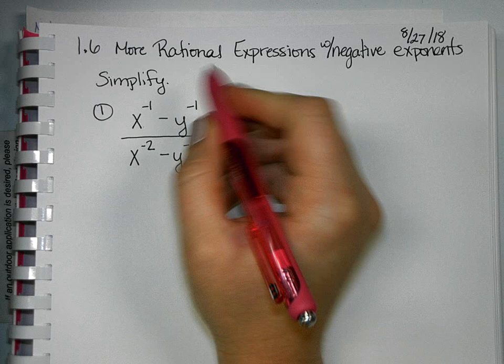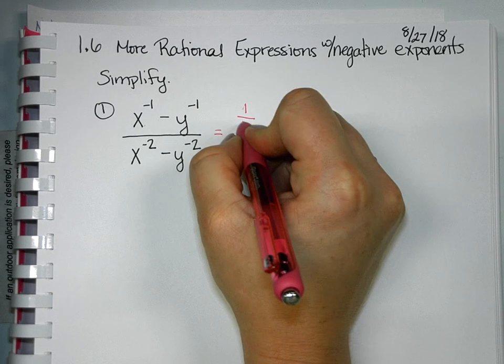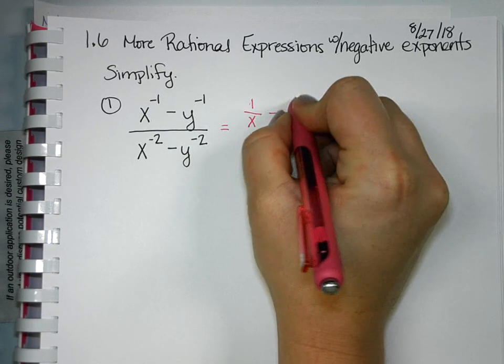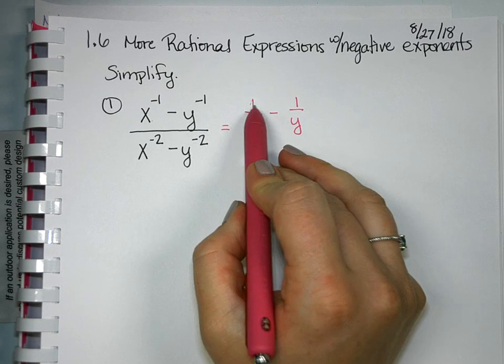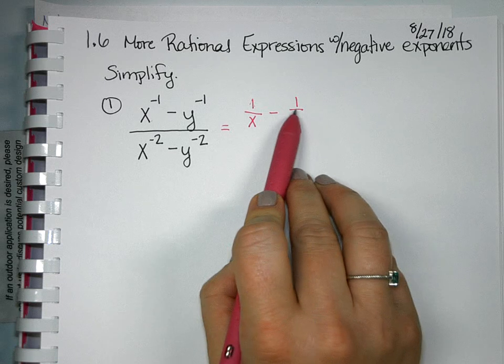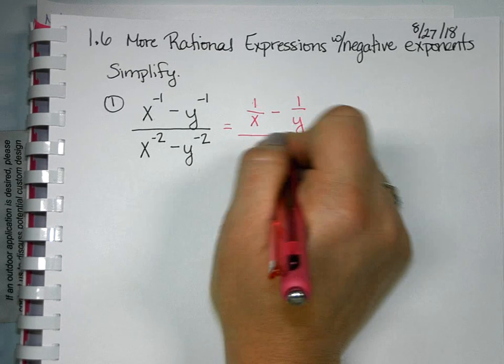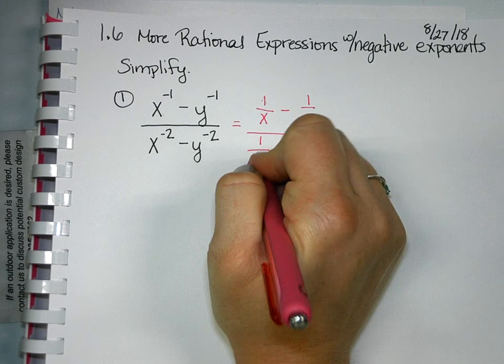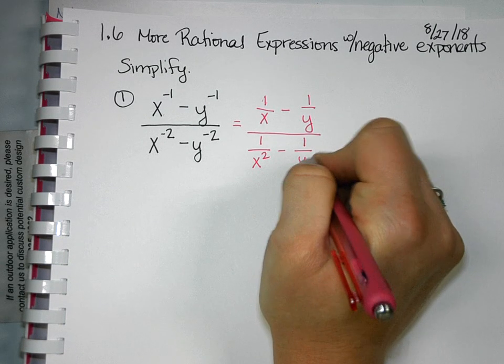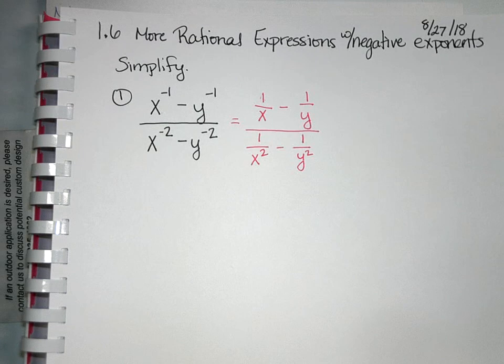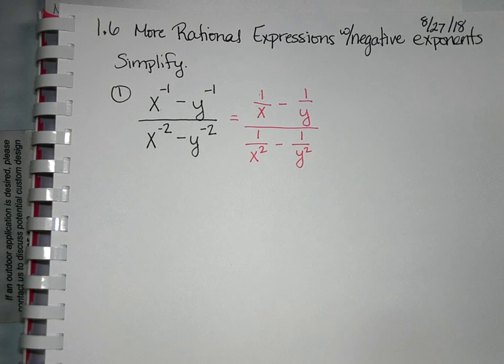So first thing I'm going to do is take the negative exponents and move them to their denominators of each expression. So x to the negative 1 becomes 1 over x, y to the negative 1 becomes 1 over y, and in the denominator 1 over x squared and 1 over y squared. Okay, once I have that, I'm now going to look for my LCD and multiply everything in the expression by the LCD.